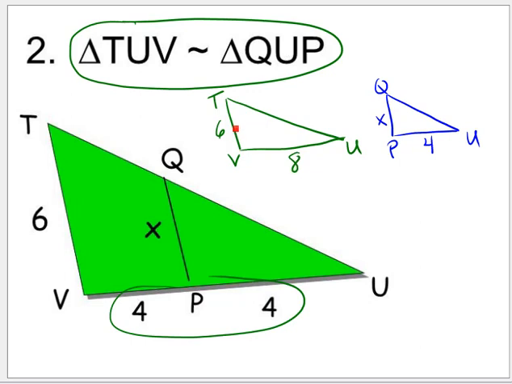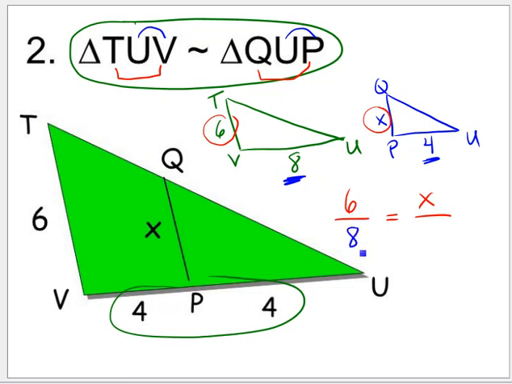What I'm going to do now is match side 6 up to its corresponding side. So TV is the first and third letter, and so is QP. That means that it matches up to X. So I'll start that proportion where I'll put 6 over something equals X over something else. I'm now going to match up my 8. My 8 is VU. VU is the second and third letter, and so is UP. UP is right here. 6 and 8 are in the same triangle, so I'm going to put 6 over 8. But 8 matches up with its corresponding side, which is 4. Cross multiply here, I get 8x equals 24. Divide by 8, and I get x is 3.